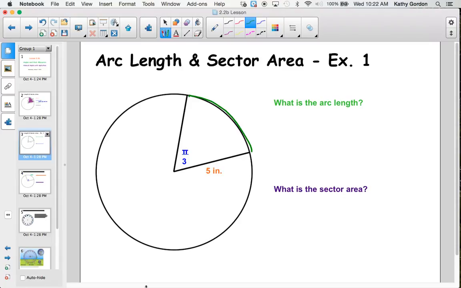Say again? And how did you get it? The central angle's pi over 3. That's a pi over 3. I was just saying sector 2. No, it's pi over 3. It's a radian measure. Never mind then. Anybody else have an idea?